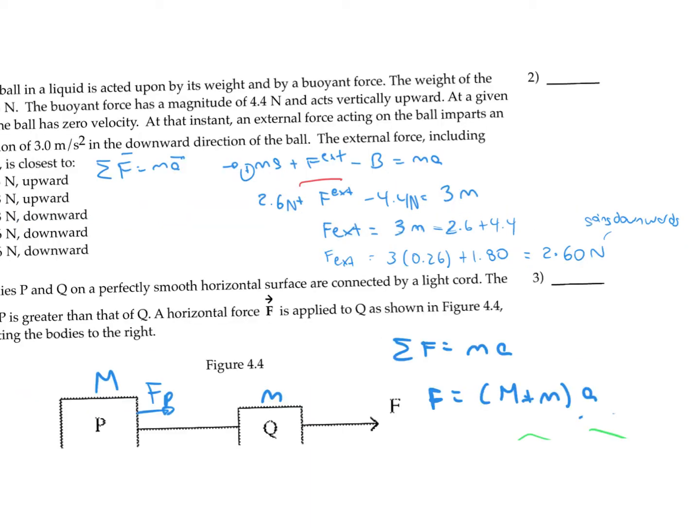Therefore, we just do some algebra. We put in the values, we move everything to the right side so we can find the external force, and we end up with 2.60 newtons going in the downwards direction.